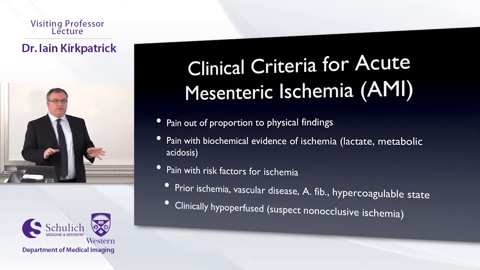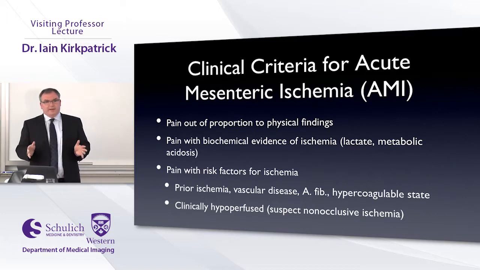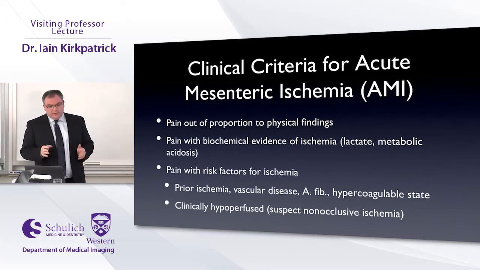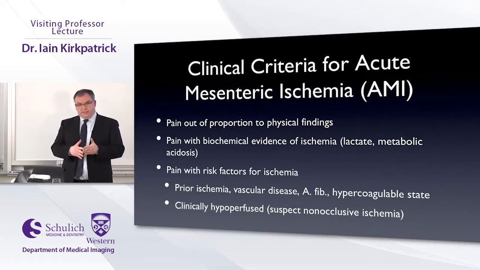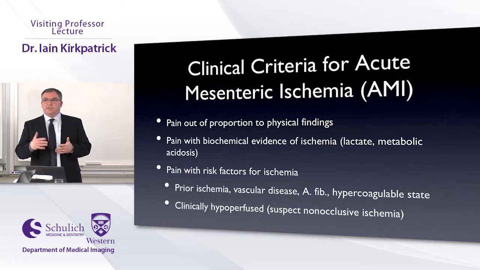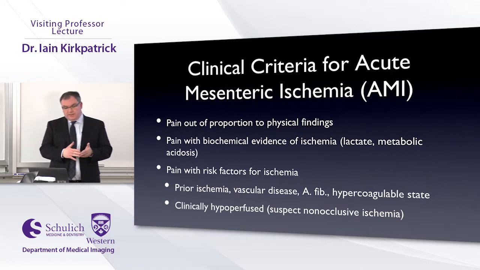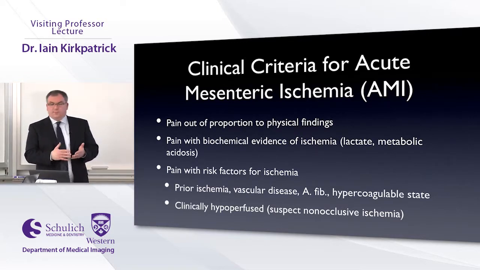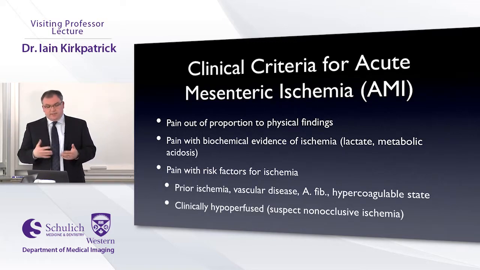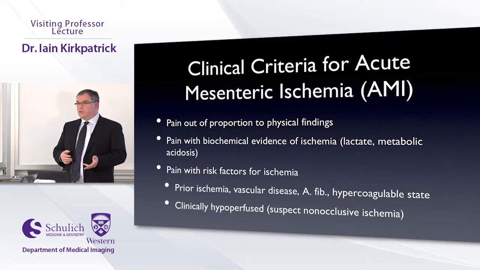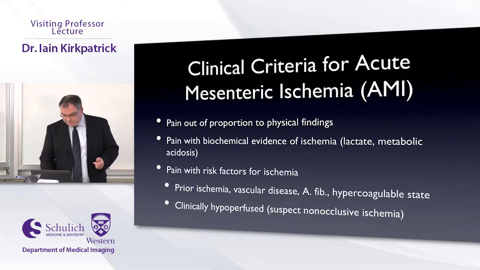Now, going forwards, I'm going to be referring repeatedly to clinical suspicion for acute mesenteric ischemia, and in fact, that's actually a defined thing. So in the literature, the clinical suspicion for this is defined by one of three presentations. If you have pain that's significantly out of proportion to physical findings, abdominal pain with biochemical evidence of ischemia, especially elevated lactate, or abdominal pain with specific risk factors, those being things like prior abdominal ischemia, significant vascular disease, atrial fibrillation, a hypercoagulable state, or a clinical hypoperfused state.